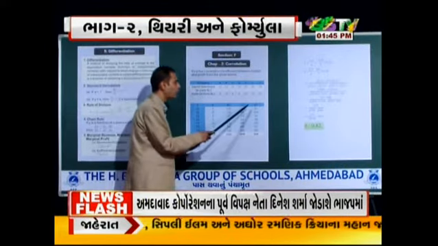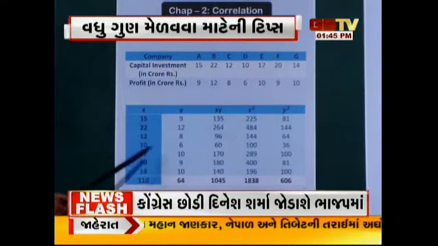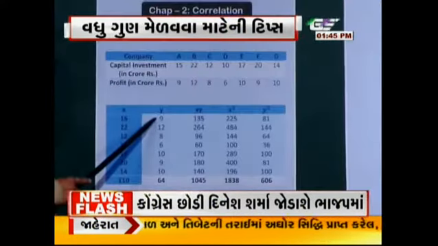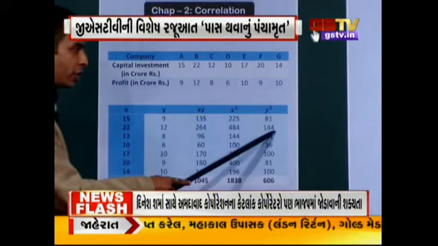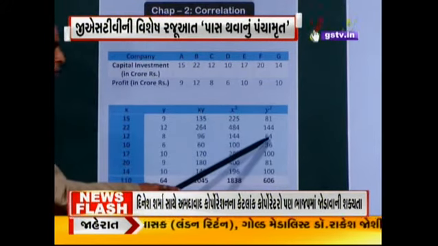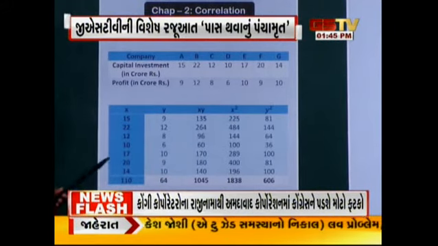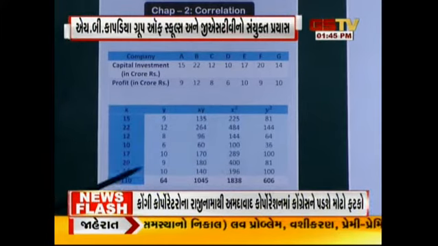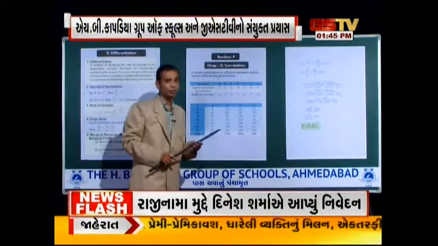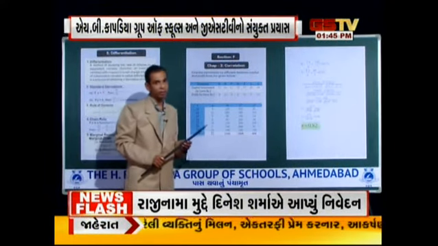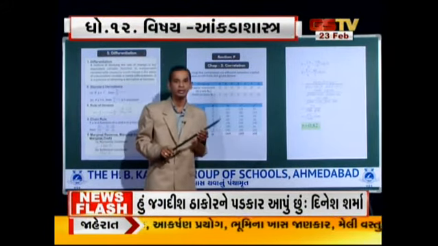At last, you have to prepare a column Y square. Here you have to make the square of each Y variable. See here, for 9 the square is 81, 12 is 144, 8 is 64. Similarly, you have to find the square of the other Y variables. After finding these values, you have to make a total here. And then we have to apply the proper formula. The formula is very important. If you put in the proper formula, then you can get the correct answer.